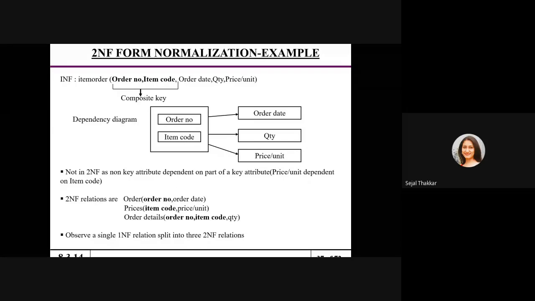So here I'm having a composite key in the item order table, order number and item code. Order date, quantity, price and unit are the non-key attributes, right? So order number and item code, order date, quantity and price.